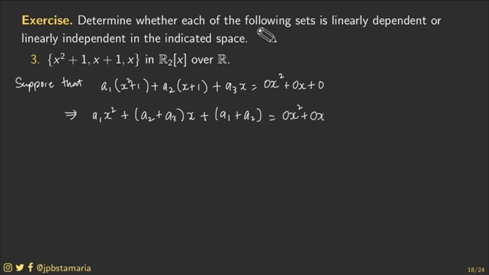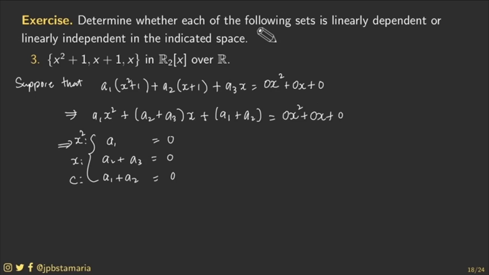And then equating coefficients, we get the following. Comparing the x squareds, a1 equals 0. Comparing the x's, we get a2 plus a3 equals 0. And if we compare the constants, we get a1 plus a2 equals 0. So this is the linear system that you're going to solve.